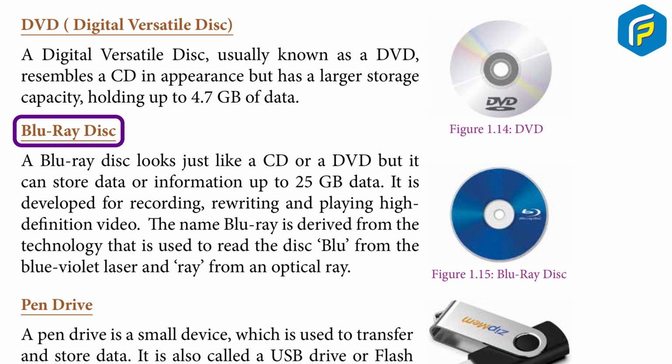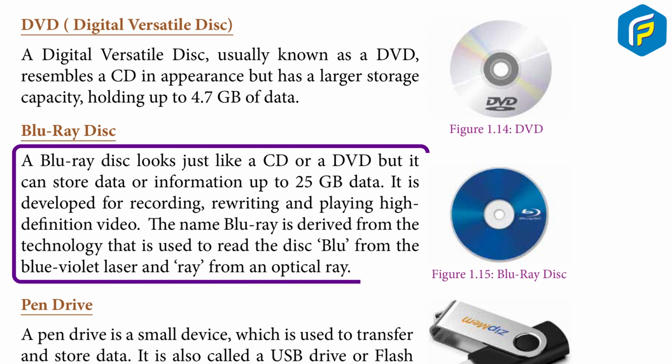Blu-ray disc. A Blu-ray disc looks just like a CD or a DVD, but it can store up to 25 GB of data. It is developed for recording, rewriting, and playing high-definition video. The name Blu-ray is derived from the technology used to read the disc: blue from the blue-violet laser, and ray from an optical ray.